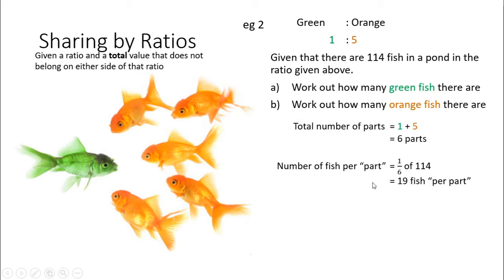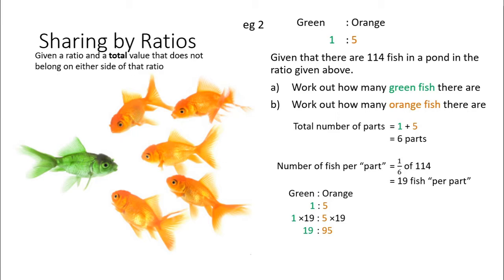So I'll work out 1/6 of 114, which is 19 fish per part, because the green fish is 1 part and the orange fish is 5 parts. So I'll do 1 times 19 for the green fish and 5 times 19 for the orange fish. It's going to be 19 green fish and 95 orange fish. You can always double check at the end. We split 114 into this ratio. We should end up with a number of green fish, which if I added it to the number of orange fish, it makes 114. Does it?